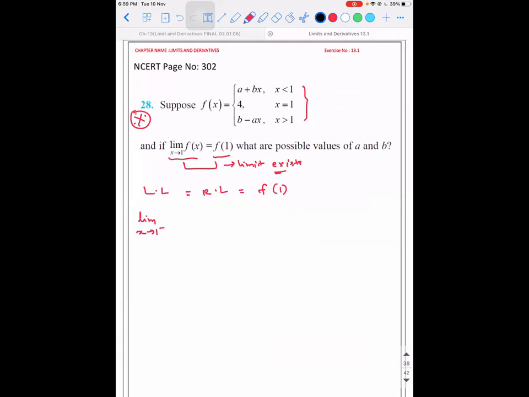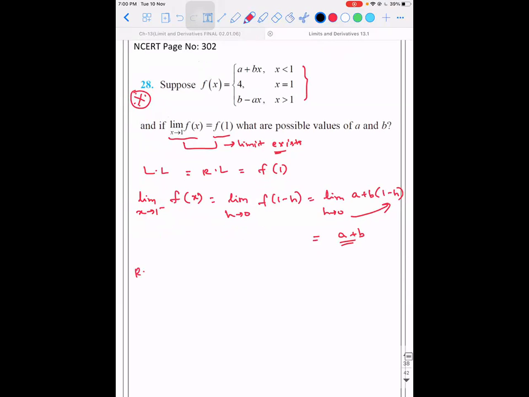So for the left limit, what should I do? Limit x tends to 1 minus of f of x is equal to limit h tends to 0 of f of 1 minus h. So which function should I use out of the three? a plus bx, sir. So a plus b into, in the place of x, I will write 1 minus h. I will take this h as 0 and substitute it here. I'll get a plus b. Clear?